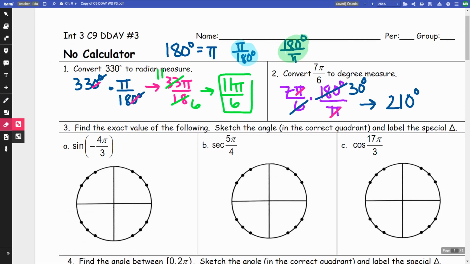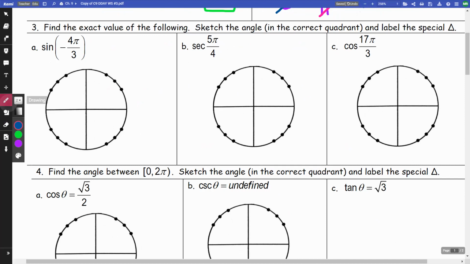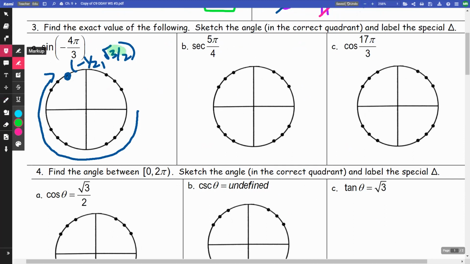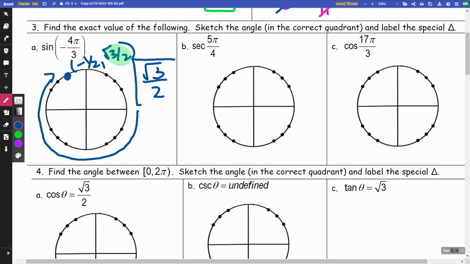On number 3, on this one, I'm going backwards: negative sine of 4 pi thirds. So my pi thirds are these ones here. That's where I'm going to be. And that value is going to be negative 1/2 comma root 3 over 2. And I want sine. Sine is our y coordinate. So that's going to be my answer. Root 3 over 2, that's what it is equal to.